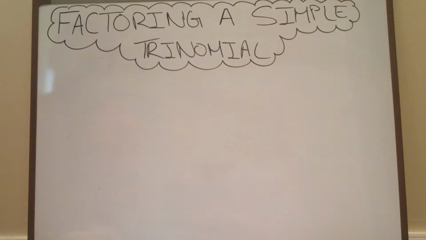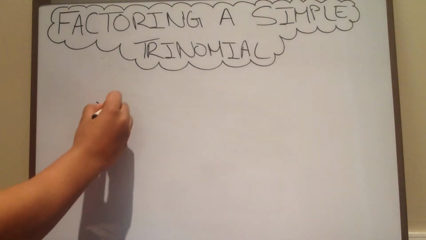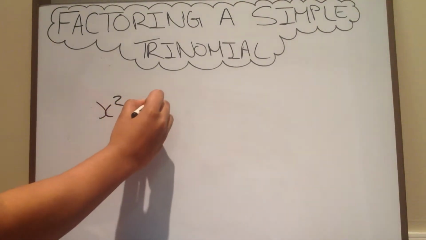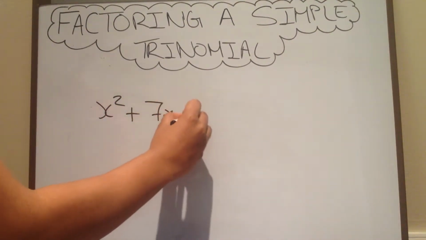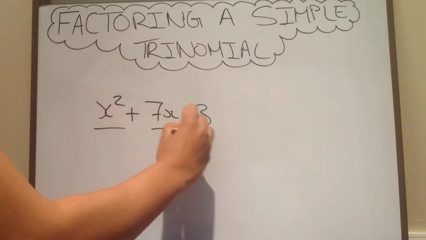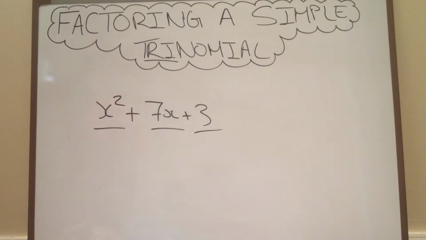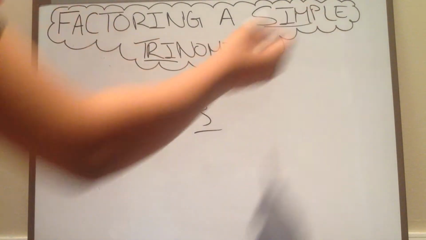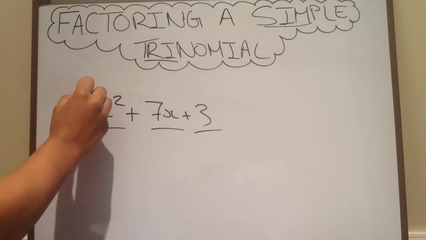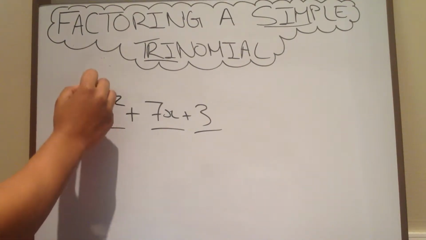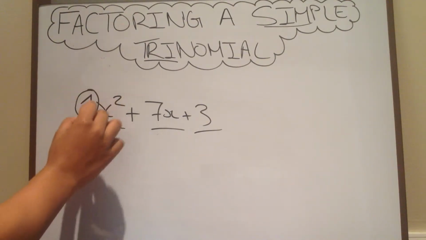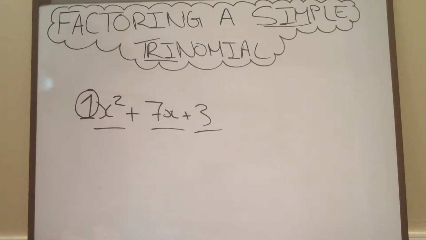So today I'm going to talk to you about how to factor a simple trinomial. So what makes something a simple trinomial? Well, it's a trinomial because there are three parts. So then why, you say, is it simple? Well, it's simple because there is a coefficient of 1 in front of the x squared.